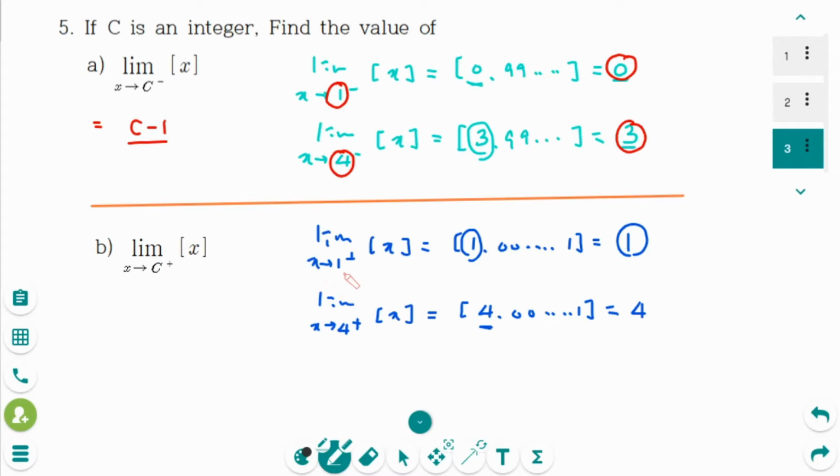As x approaches 1 from the right side, the answer is 1. When x approaches 4 from the right side, the answer is 4. And back to original. So as x approaches c from the right means it's not c, but c plus a small decimal number. So the answer is just c.